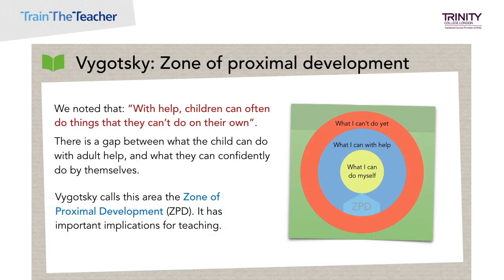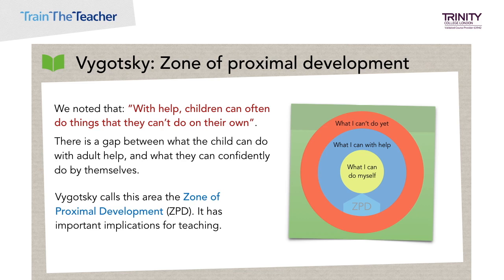We noted that with help, children can often do things that they can't do on their own, and that help is referred to as scaffolding. At the beginning of learning something, the child needs a strong level of scaffolding, which the parent gradually reduces as the child is able to stand on its own 2 feet.